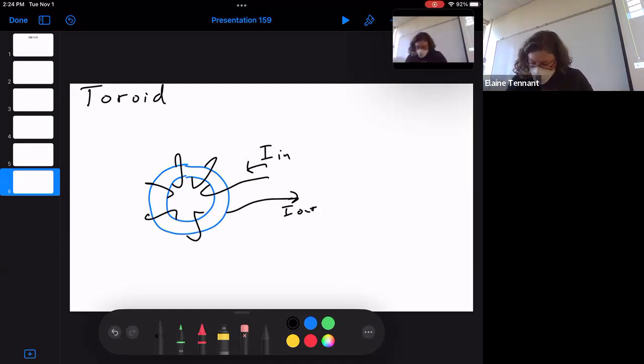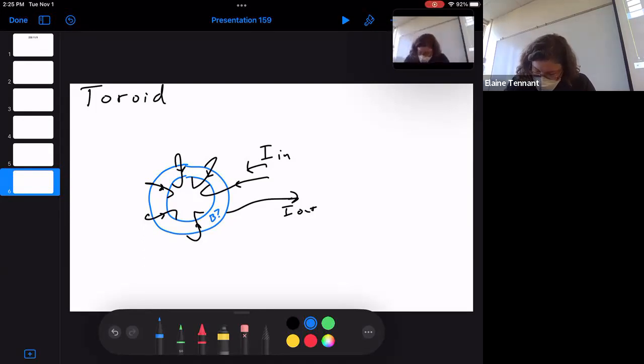So if my current's going this way, it's going down like that. Okay. I would like to find the magnetic field inside that where it's looped around. And we're going to use Ampere's law to do this. But before we do that, we have to kind of think about what the magnetic field is going to look like. So let's do this step by step.